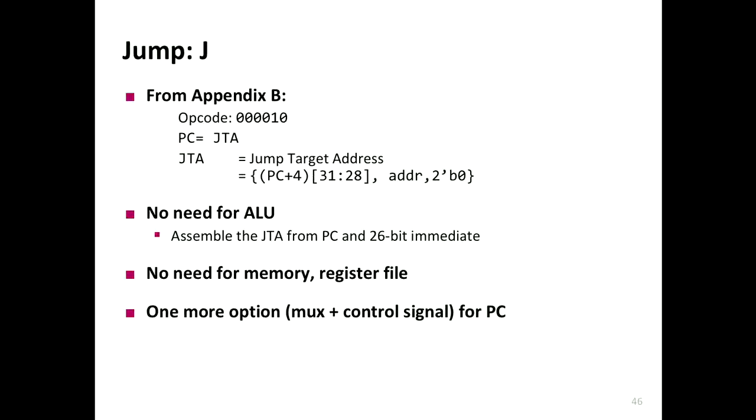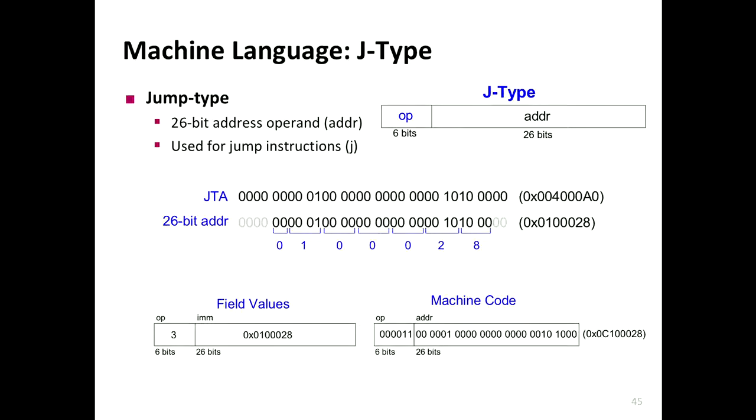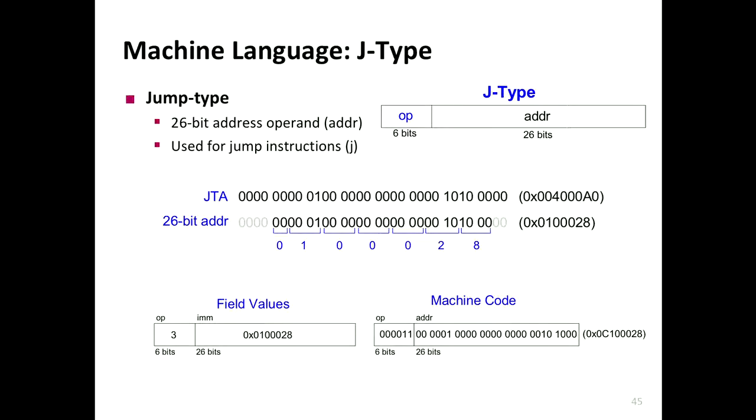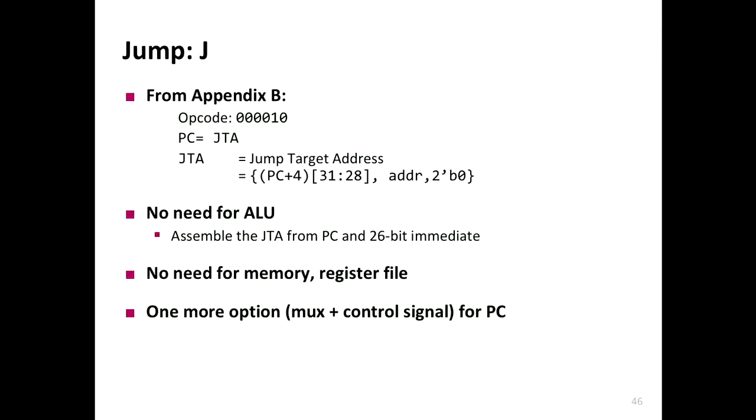For example, the first 4 bits come straight from the program counter value. Then the next 26 bits come from the jump address itself, and the last 2 bits are 0. So you can directly assemble the jump target address without doing any operation. So you save time there, and you also don't need any memory, no register file, nothing.